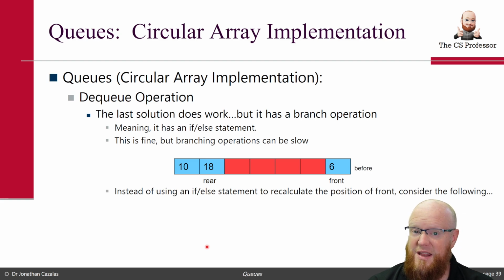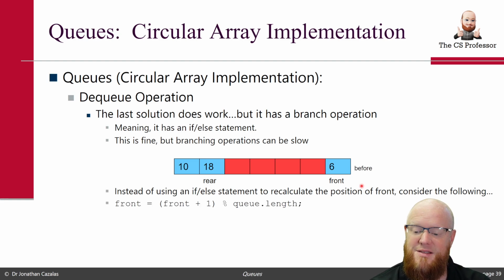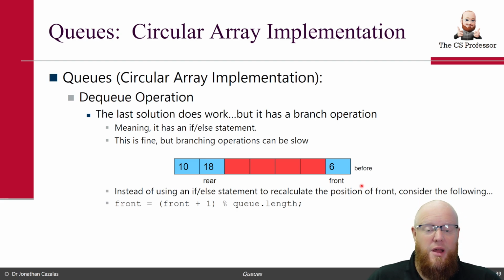Instead of using an if-else statement to recalculate that position of front, consider if we did the following instead, which is super funky when you first see it. But just check it out. Front equals front plus 1 mod the queue length. So here, what is the length of this queue? The answer was 7, right?